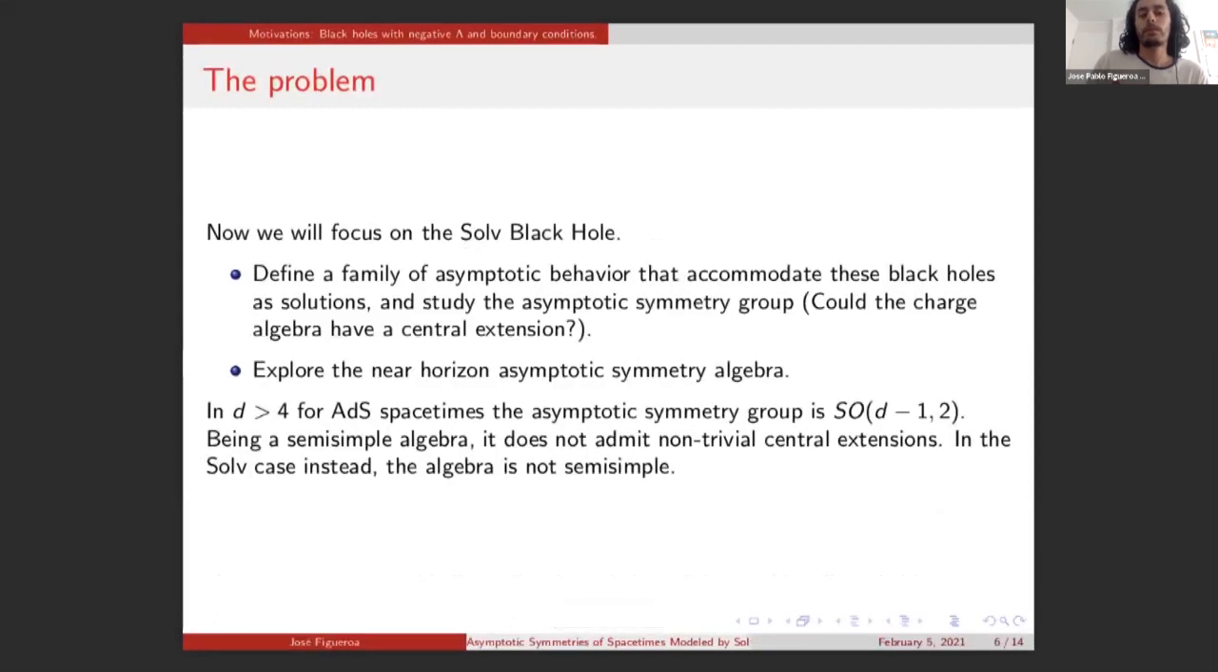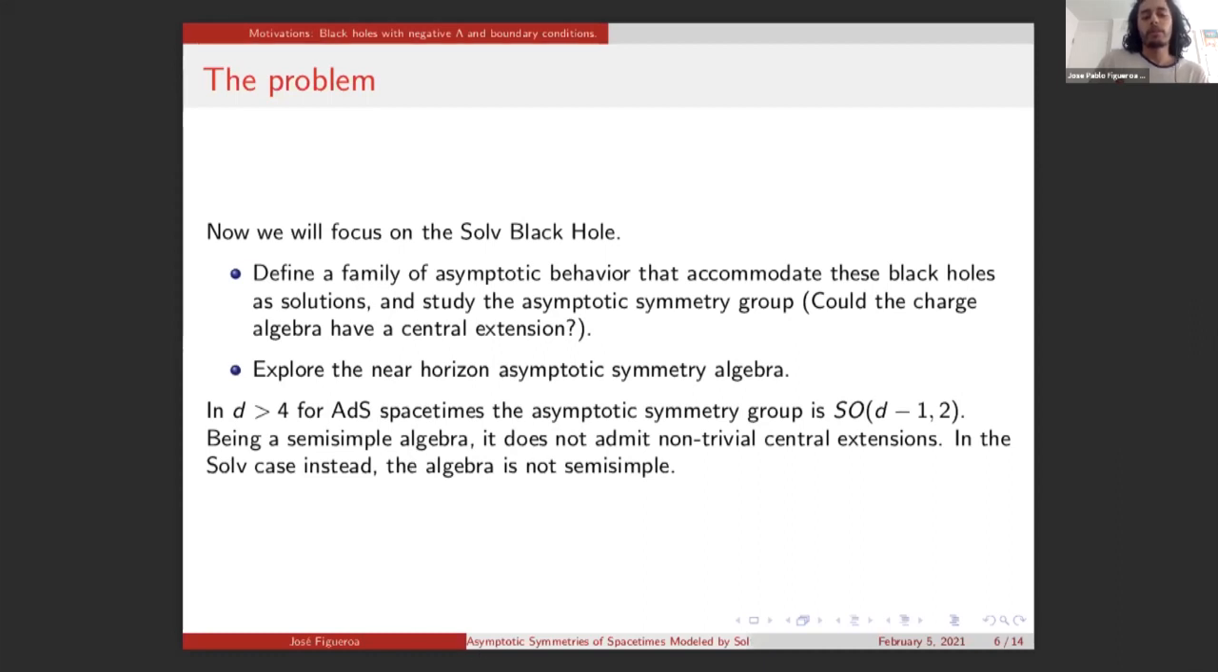So now we turn to the problem. This being a different sector of GR than the asymptotically AdS sector, it is natural to ask for a consistent set of boundary conditions that accommodate these black holes and to study their asymptotic symmetries. It is also interesting to explore the near horizon asymptotic symmetry algebra in order to compare with black holes with constant curvature horizon.